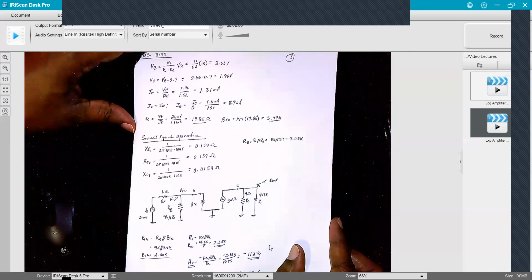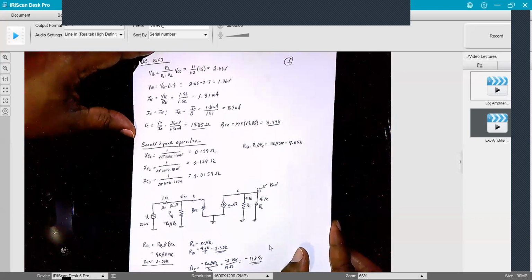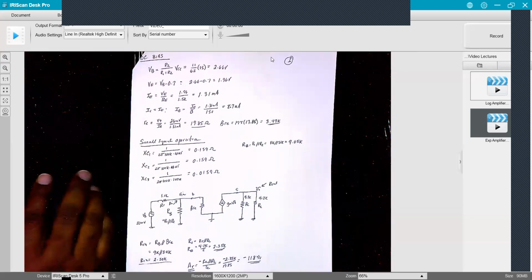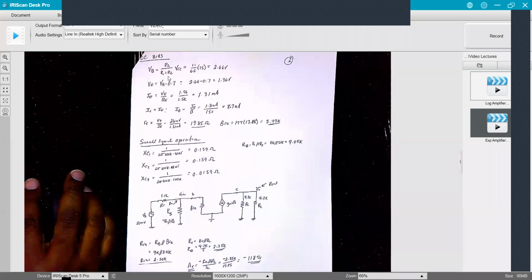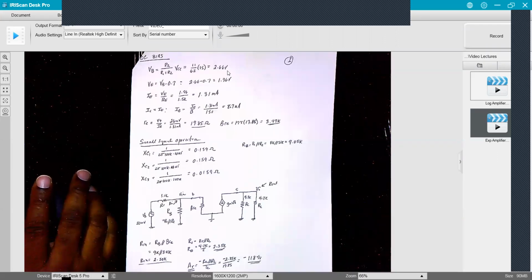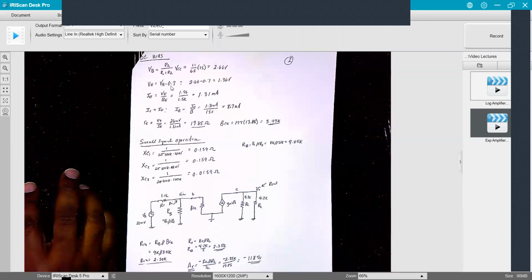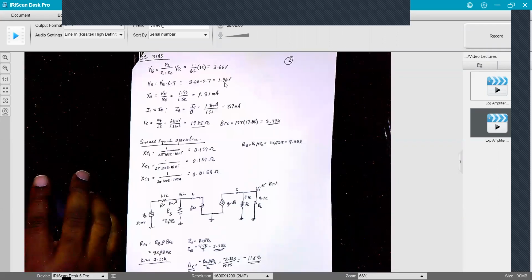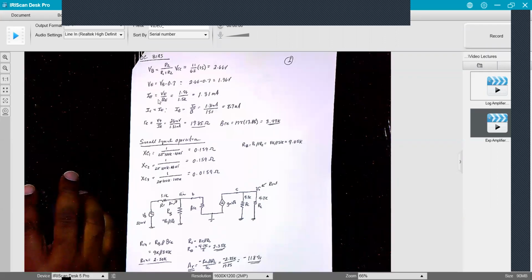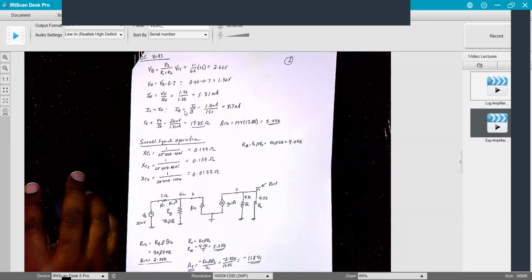Okay, so start here with DC bias. We have VB through voltage division: R2 over R1 plus R2 times VCC, which comes up to 2.66 volts. Same as the problem we worked in class a few weeks back. VE is VB minus 0.7, so we get 1.96 volts for that. IE is VE over RE, which is 1.31 milliamps. And then IC is approximately equal to IE.